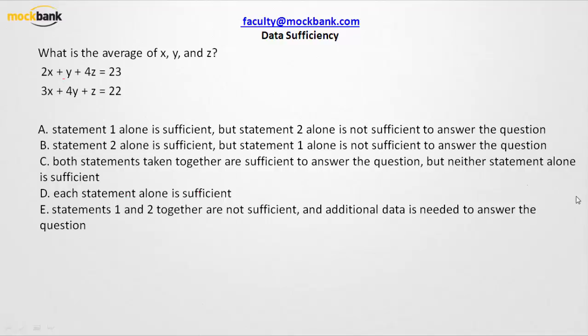Over here we are solving a problem on data sufficiency, where a question is being asked as to what is the average of x, y and z. This question is followed by two statements. Statement number 1 says that 2x plus y plus 4z equals 23. And statement number 2 says that 3x plus 4y plus z equals 22.